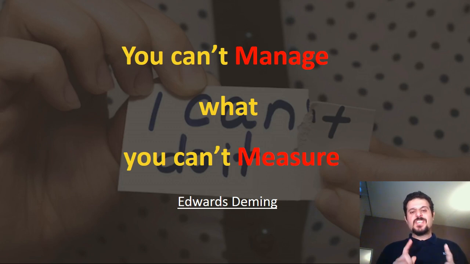First, pay attention: you can't manage what you can't measure. Edward Deming. Do you want to control your business, or do you want to control everything that can happen around you? You need to measure. When you have some KPIs, you can measure. Which KPIs? Some KPIs related to efficiency or effectiveness. So we are talking about some KPIs on processes.